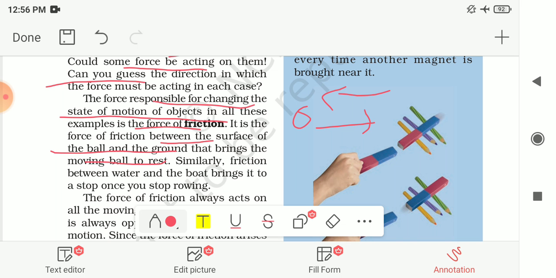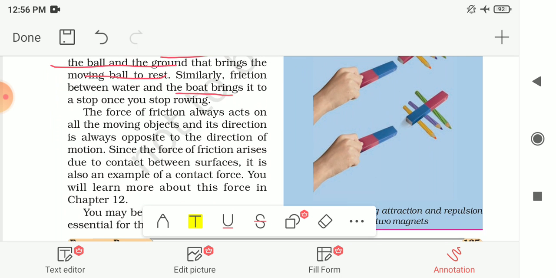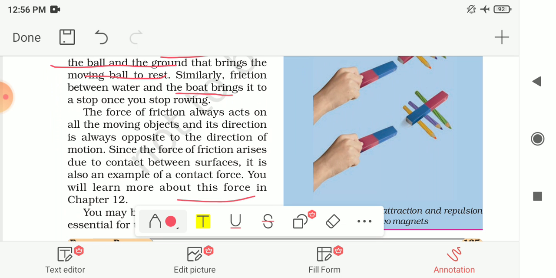So similarly, the friction between the water and the boat brings it to a stop once you stop rowing. In the case of the boat also, the frictional force is there between the surface of the boat and the water, and because of that frictional force, once you stop rowing, the boat will stop. So frictional force is working over there also. So we can say that the force of friction always acts on all moving objects, and its direction is always opposite to the direction of motion.